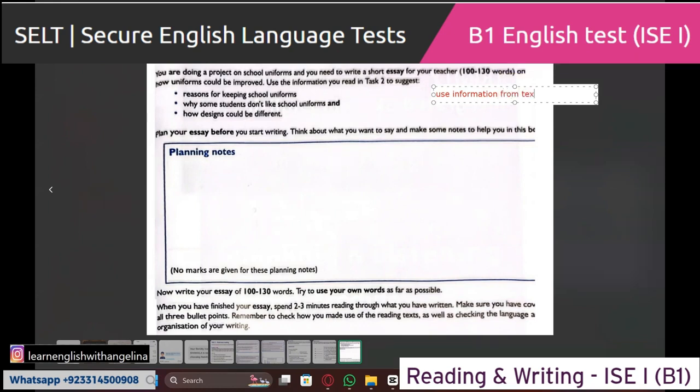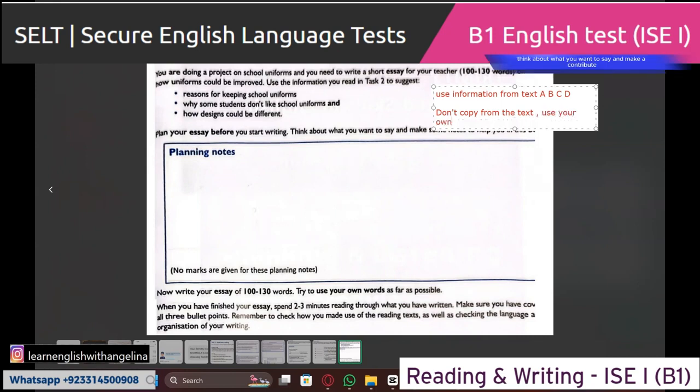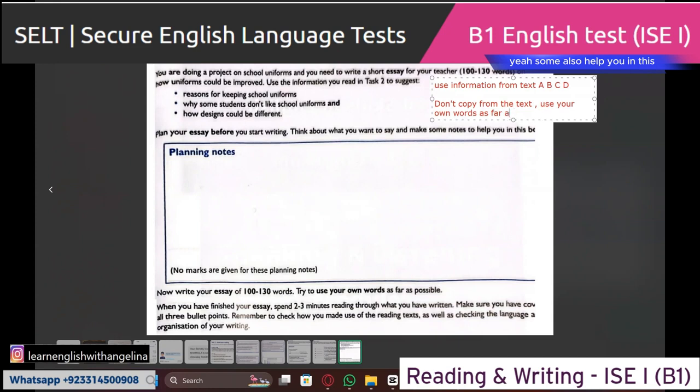You are doing a project on school uniform and you need to write a short essay for your teacher, 130 words on how uniform could be improved. Use the information you read in task 2. Suggest reasons for keeping school uniform, why some students don't like the school uniform, and how designs could be different. Plan your essay before you start writing. Think about what you want to say and make some notes to help you in this.